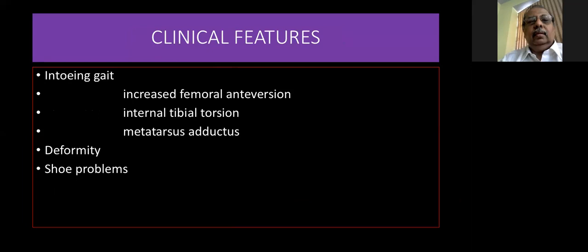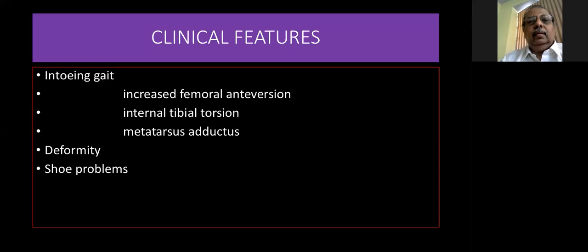So if you get a child with an in-toeing gait, what are the causes? Increased femoral anteversion, increased tibial torsion, and metatarsus adductus. How will you distinguish between these three? By looking at Staheli's torsional profile. You need to look for anteversion of the hip. You need to look for a thigh-foot angle to find out the degree of tibial torsion, and then you look for the metatarsus adductus. Then the deformity will be there.